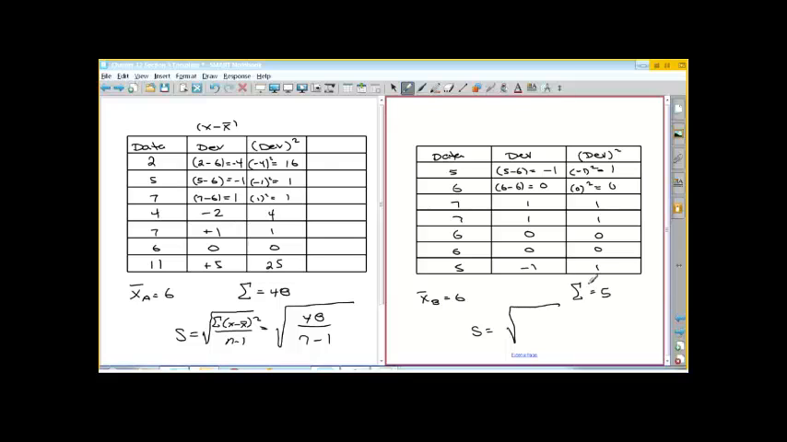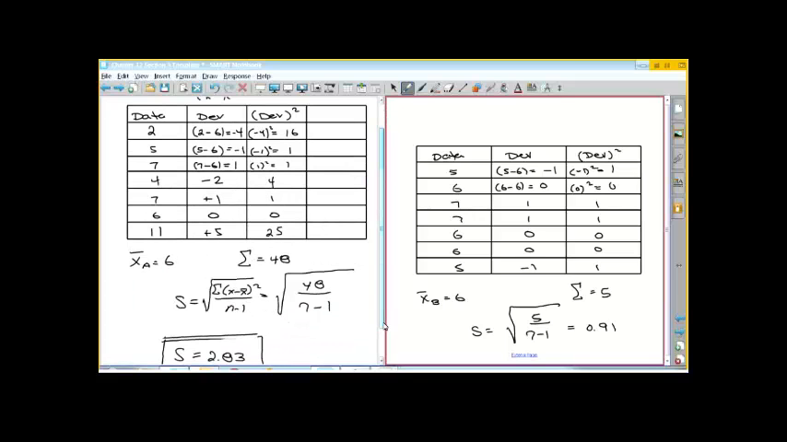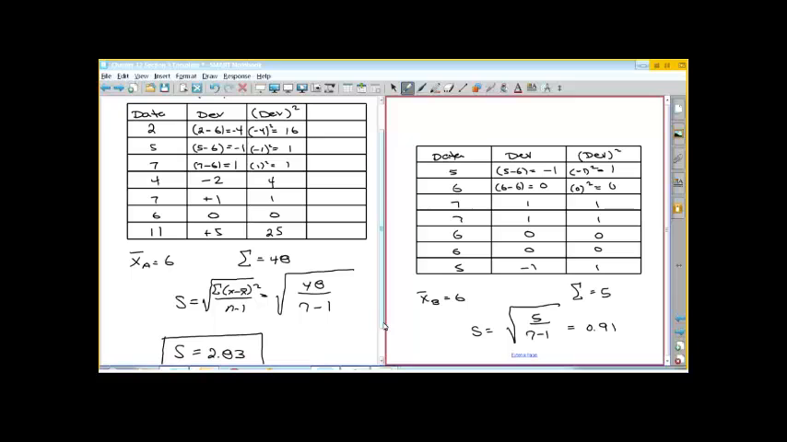So the standard deviation in this case, same formula, this number is the numerator. And you have 7 minus 1 in the denominator. And so we'll take 5 divided by 6, raise that to the 0.5 power. And so our standard deviation is 0.91, which compares with our 2.8683.